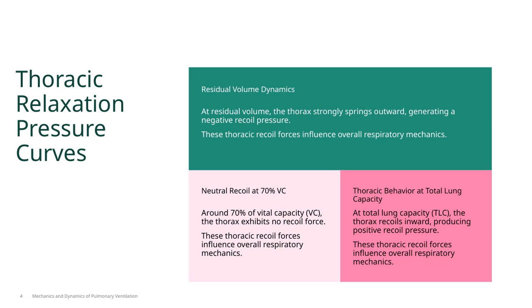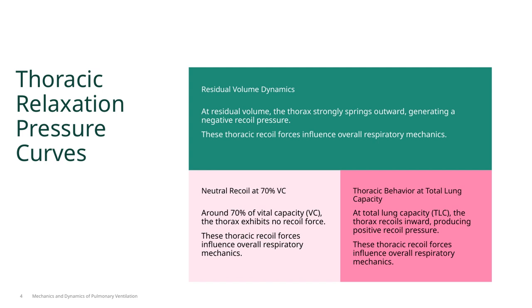Let's take a closer look at the residual volume dynamics. At residual volume, which is the amount of air remaining in the lungs after a full exhalation, the thorax tends to spring outward quite forcefully. This outward movement creates a negative recoil pressure, meaning the lungs and thorax are exerting a pulling force to stay expanded. These recoil forces are important because they significantly influence our overall respiratory mechanics, helping us understand how the lungs and chest work together during breathing.